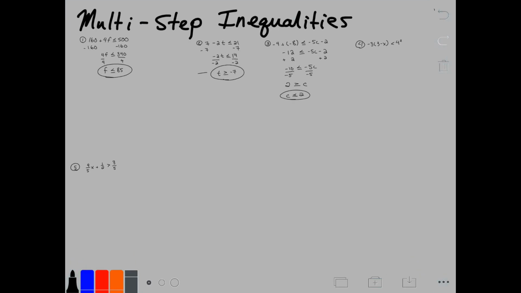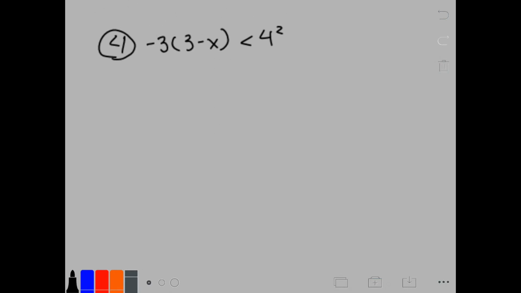That's my third example. Let's try a fourth. So I'm going to have to simplify both sides here. On the left-hand side, I'm going to have to distribute. I see parentheses. That's a good sign to distribute. Let's distribute a negative 3. So I have negative 9 plus 3x less than 4 squared. Well, what is 4 squared? That is 4 times 4. 4 times 4 is 16.